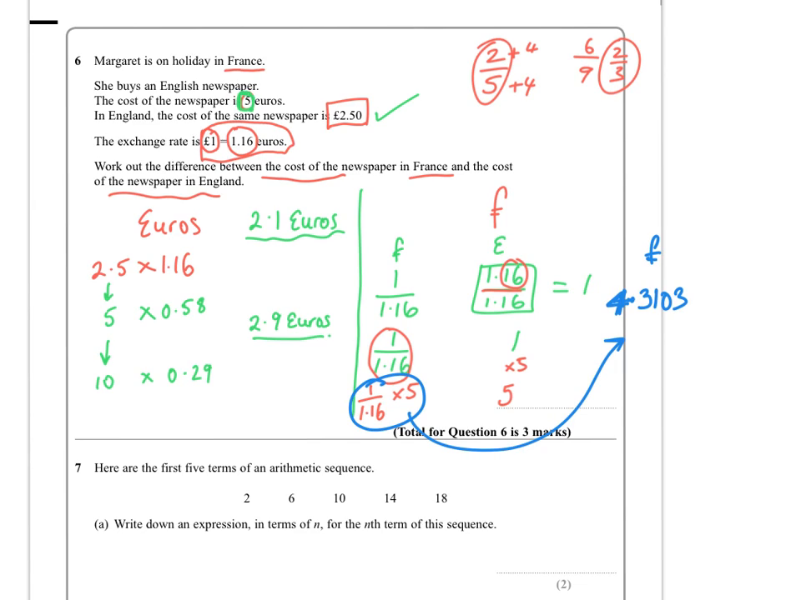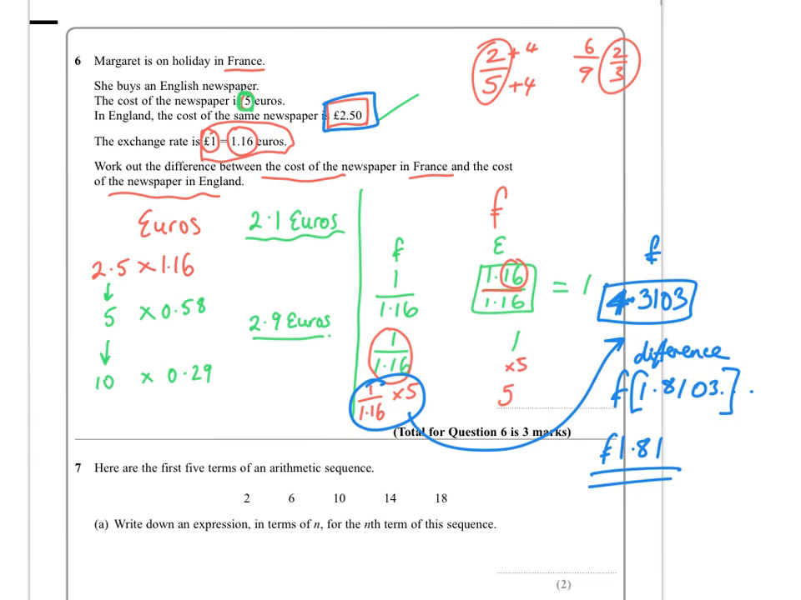And we wanted to see the difference between the £2.50, don't forget, and this. So if you take one away from the other, then I get 1 point, so the difference this time is 1.8103, so on, pounds. I shouldn't really write that, to be honest, but 1.8103 to pounds and pence, that would be £1.81. So it's either £1.81 in pounds or 2.9 euros.